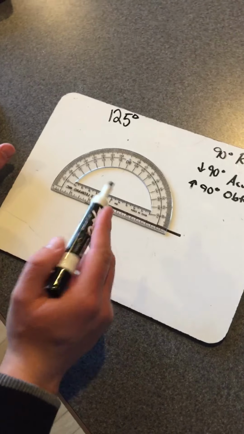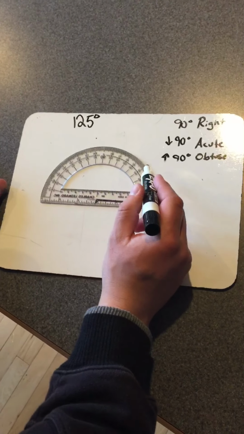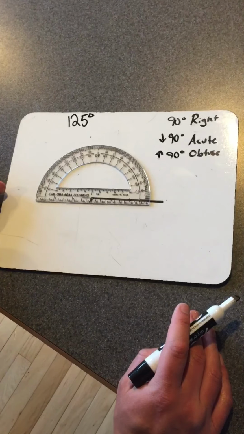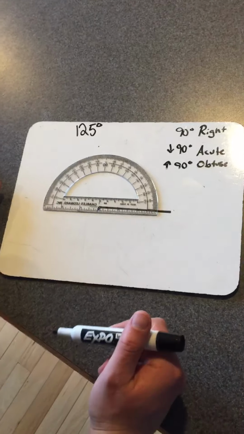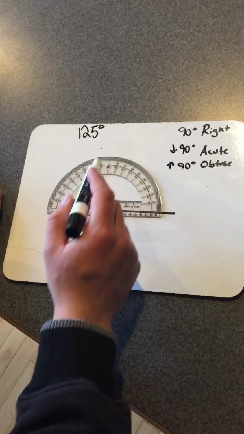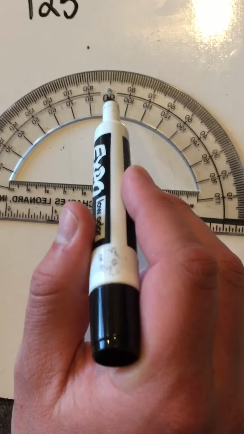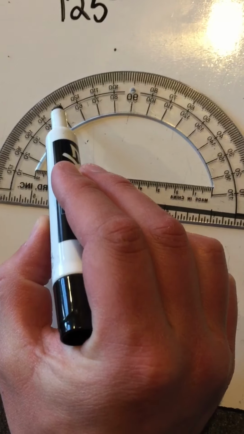I'm going to say, well, is it acute or is it obtuse? Because if it was acute, it'd be this side of 90 degrees. If it was obtuse, it'd be on this side of 90 degrees. 125 degrees is obtuse, so I know this is going to make a larger angle. I'm going to have my cameraman zoom in once again. Here we can see it goes from 90 degrees to 100, 110, 120, 130.